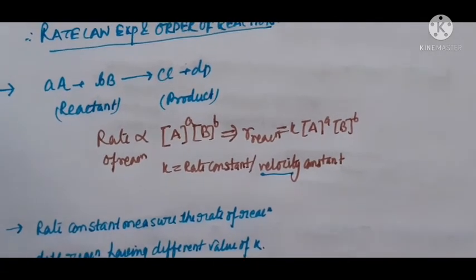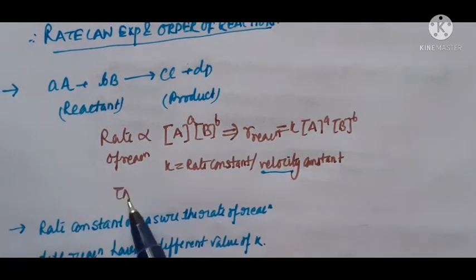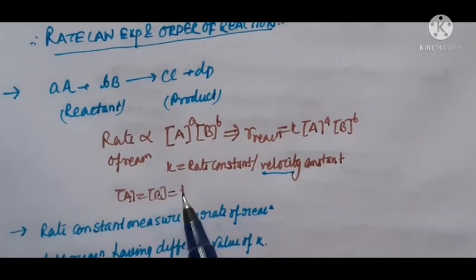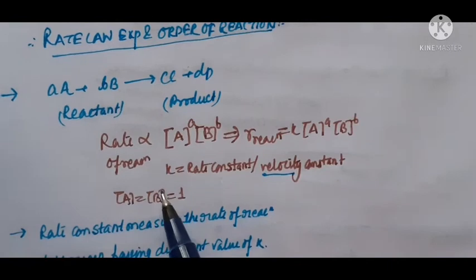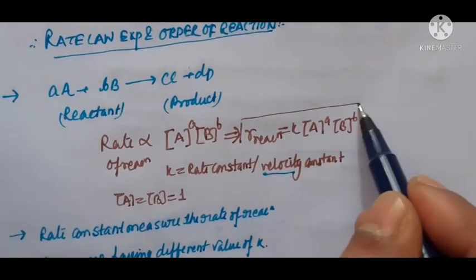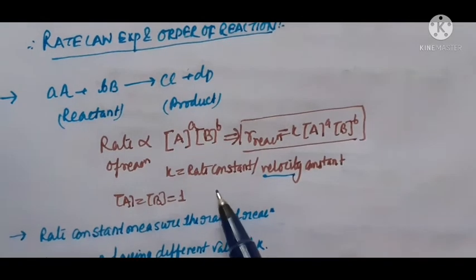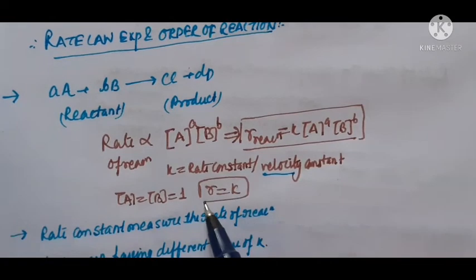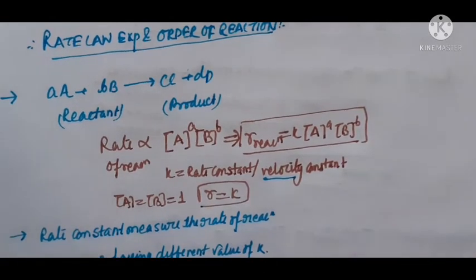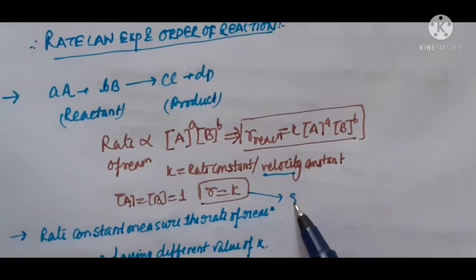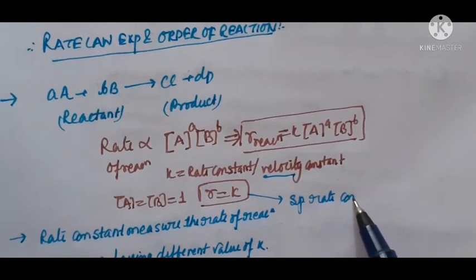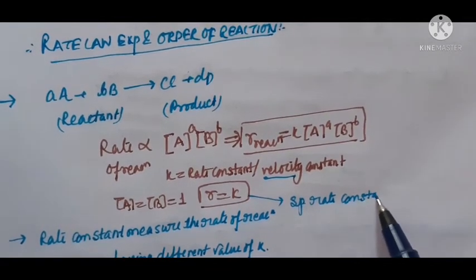Now what happens if the concentration of both the reactants becomes unity? Under this condition, this expression changes into R is equal to K. R is equal to K, and this is known as the specific rate constant. This stands for specific rate constant.